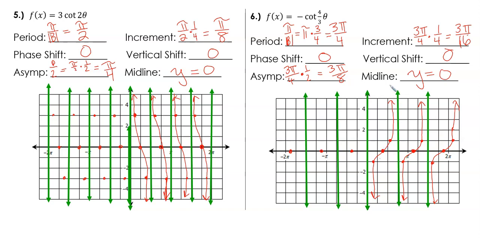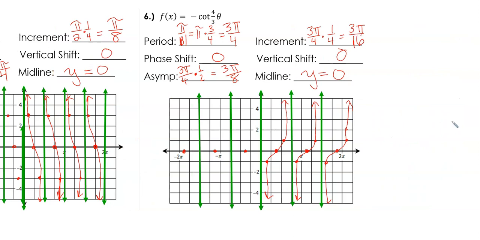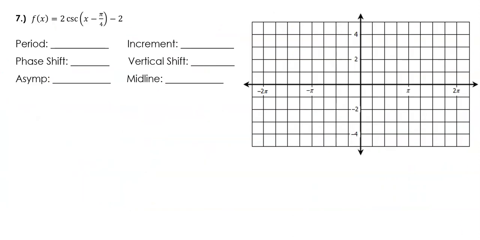Okay? Again, this one is going to move upward from left to right because it is a negative cotangent. So let's look at the next one. Oh, shifted over. Not change page. Here we go. So number 7. Okay, we are graphing 2 times the cosecant of x minus pi over 4, minus 2.